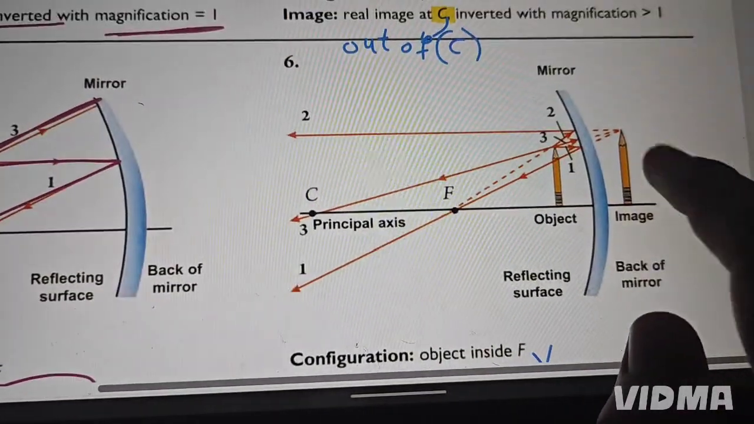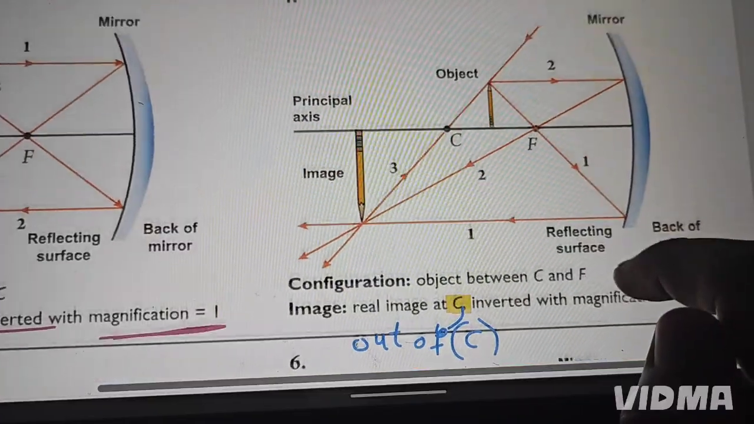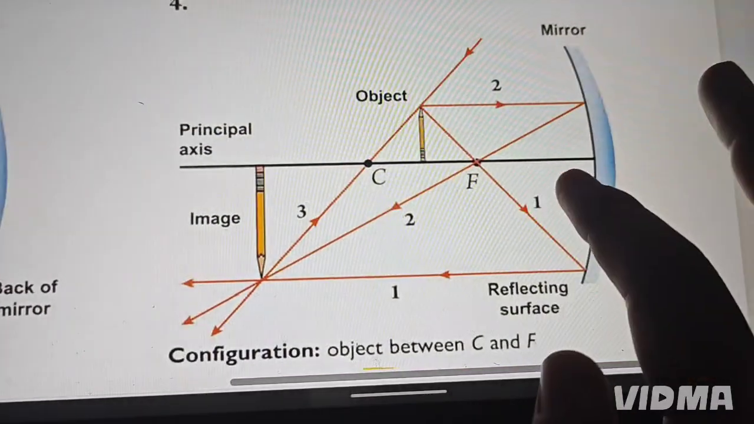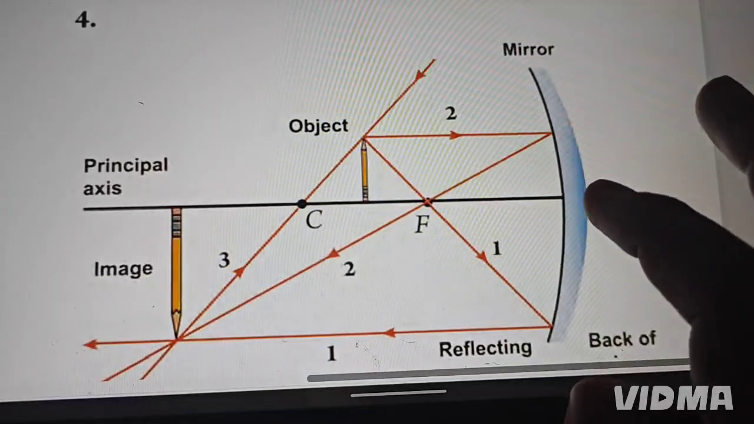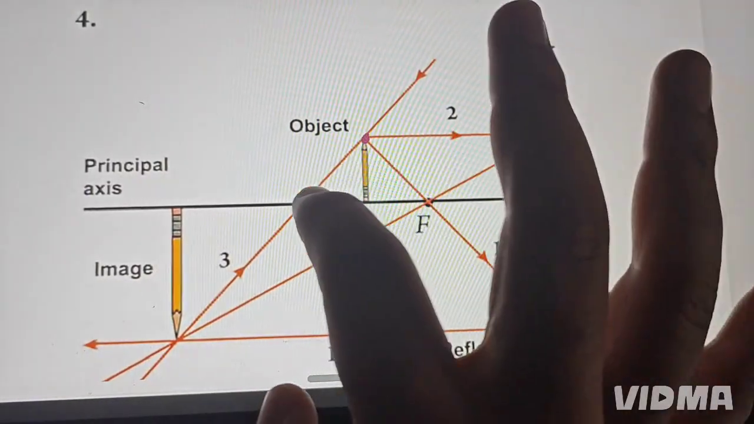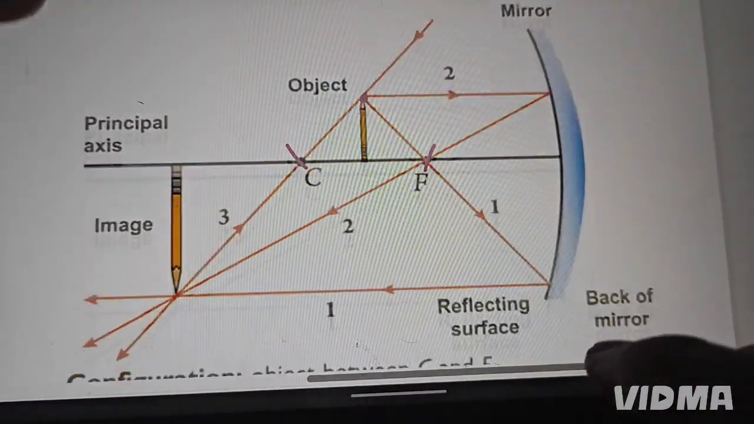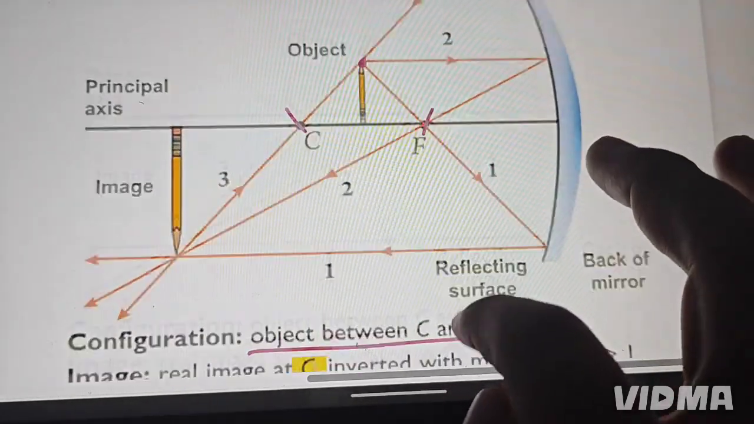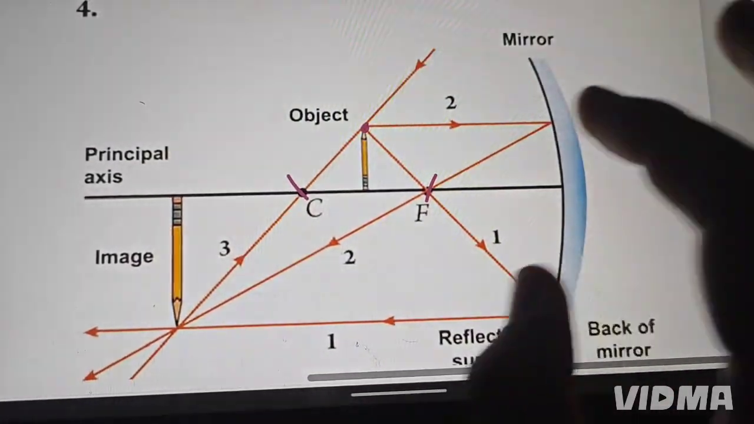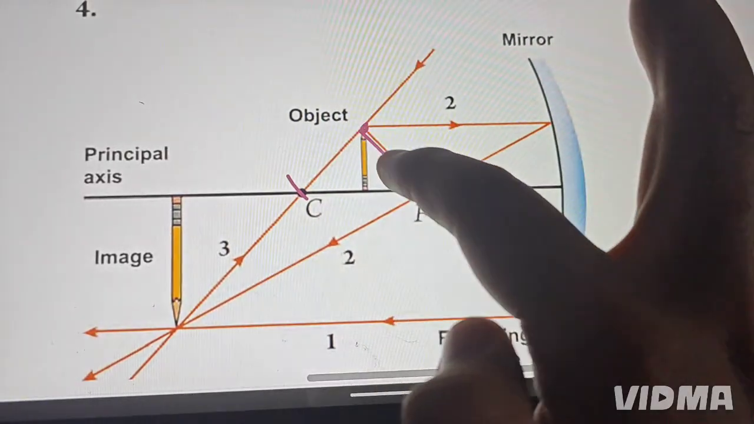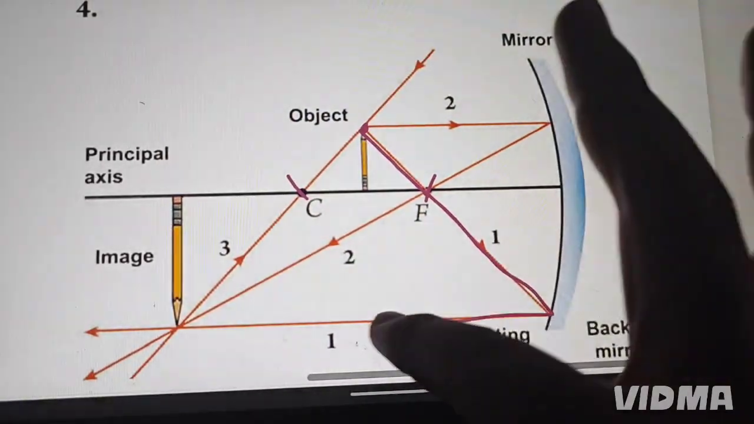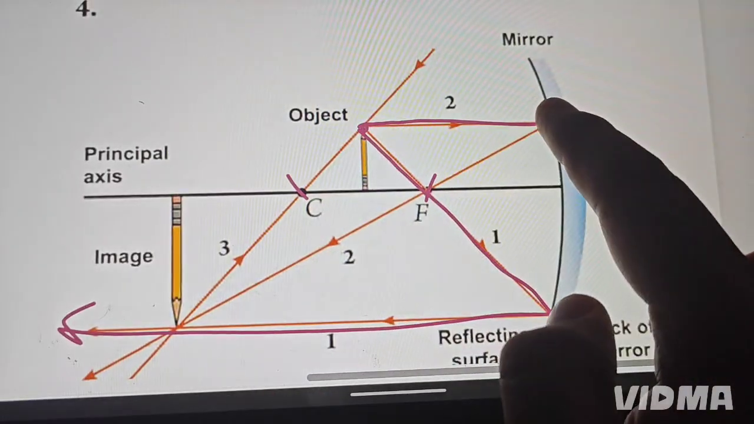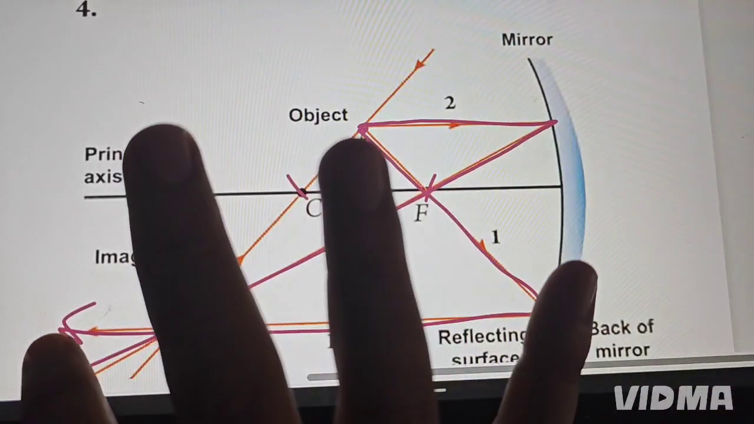The last case, I think I haven't explained this. Okay, this one we have. I am going to put the object between C and F. The object position is between where? Between C and F. Good. They are emitting the first light in that direction and it is going to be reflected to the left side. And this is the second light that came out in that direction and is going to be reflected back in that direction.